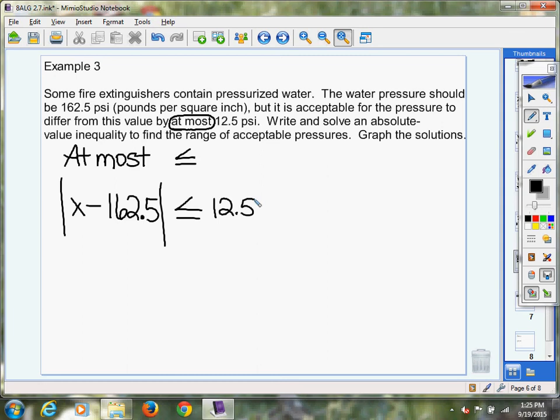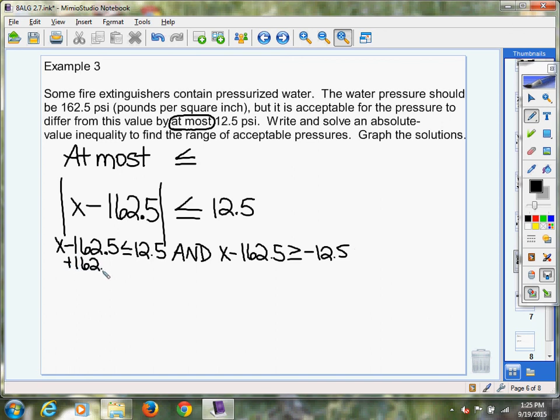So we're going to follow our steps. Step 1, get the absolute value alone, and it is. Step 2, assess the inequality symbol. It's less than or equal to, so that means it's an and. And then step 3, we're going to write and solve 2 inequalities. So here's the first one. You're going to write what you see. And then the second one, we're going to do it again, but this time we're going to flip the symbol and change the sign. Awesome. Beautiful. All right, so now we're going to solve.